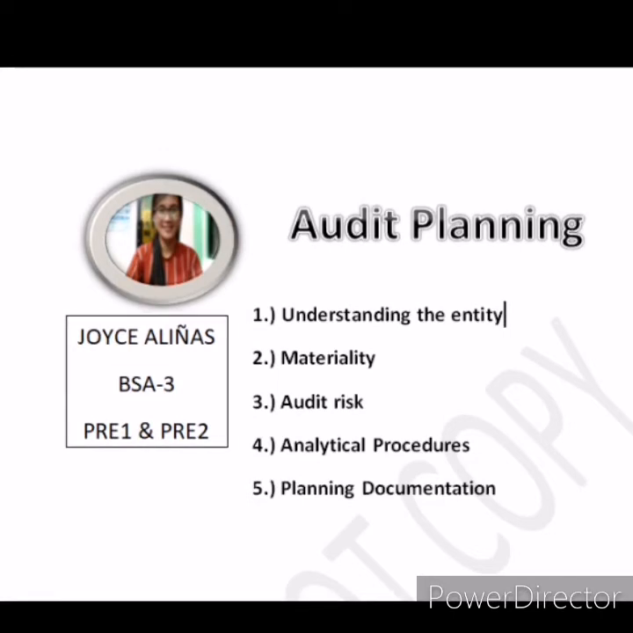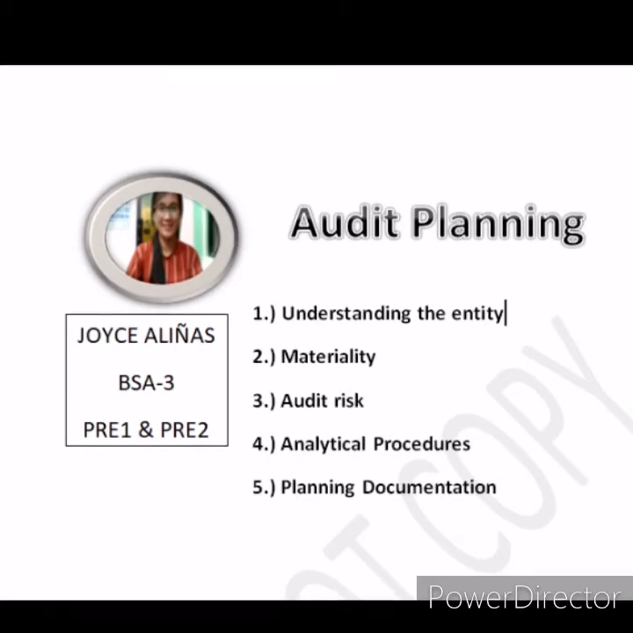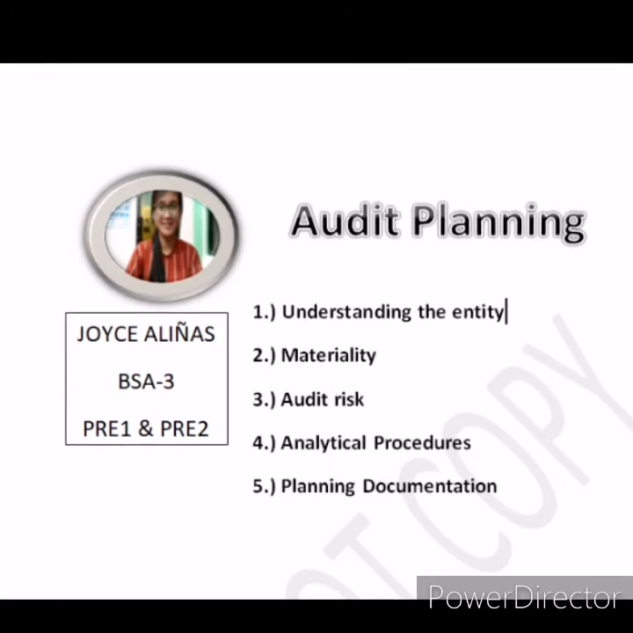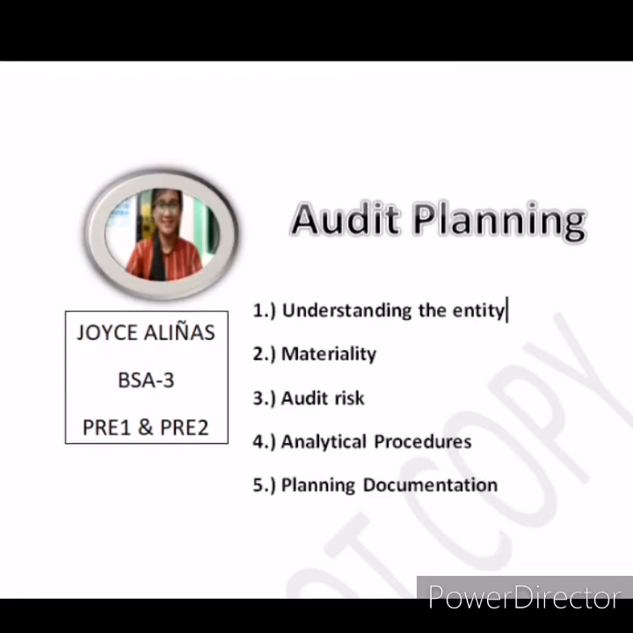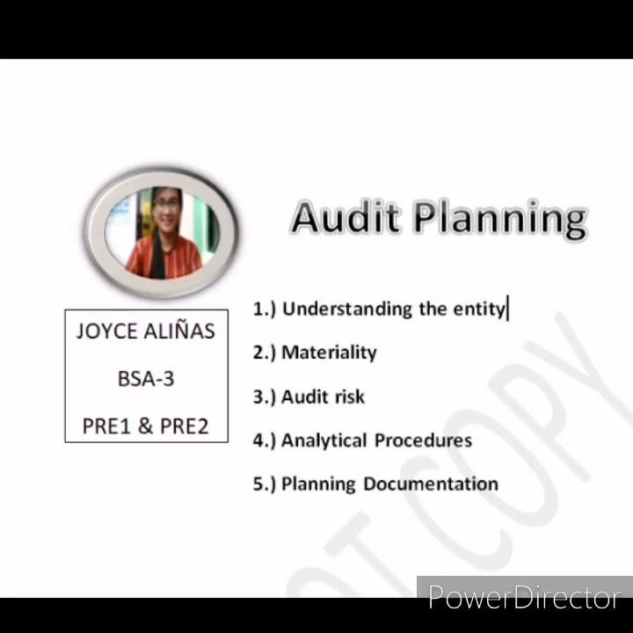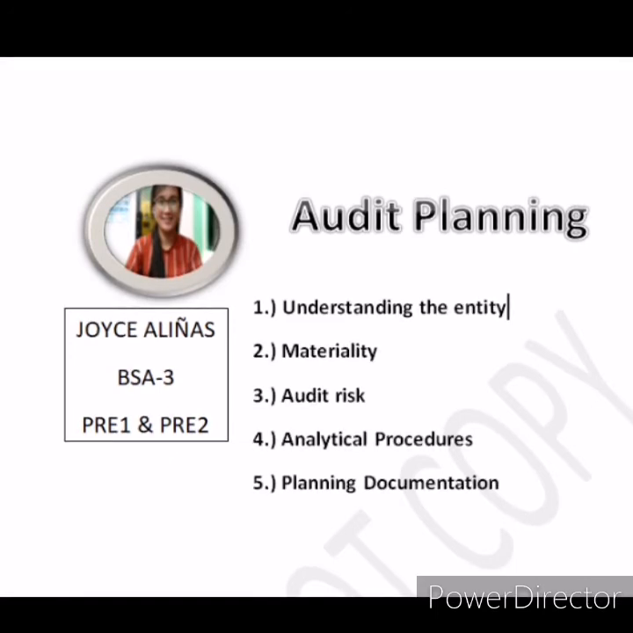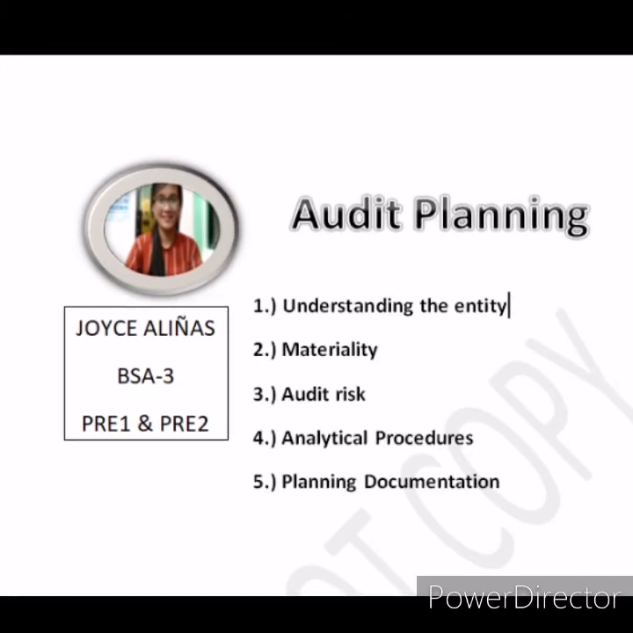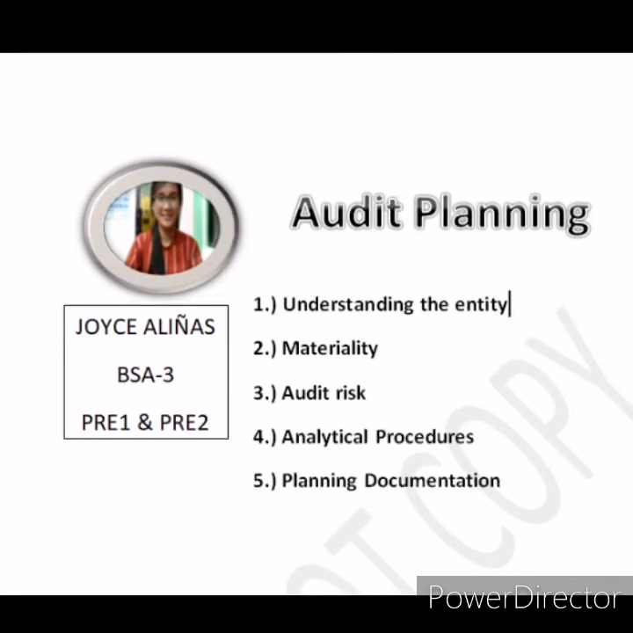The fourth concept under audit planning is analytical procedures. After identifying the materiality and audit risk, we can go on with making audit procedures. Analytical procedures are performed during the planning, testing, and completion phase. High materiality and high audit risk has more extensive audit procedures. High materiality with low audit risk has less extensive audit procedures. Low materiality with high audit risk has more extensive audit procedures. Thus, it is usually based on how high the audit risk is and how extensive the audit procedures are.